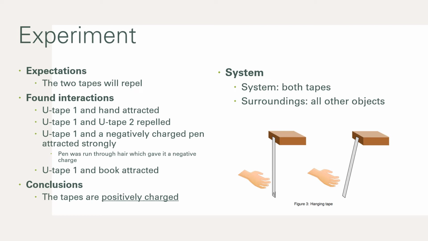When we put the tape 1 next to tape 2, it was repelled. So we assumed that both tapes had the same charge, and when we put tape 1 next to a negatively charged pin, it attracted strongly, causing us to believe that the tapes were positively charged. The pin was given a negative charge after running the pin through hair. The system we chose was that both tapes were in the system and the surroundings were all the other objects.